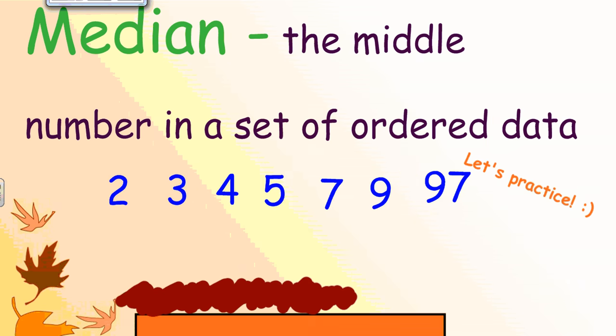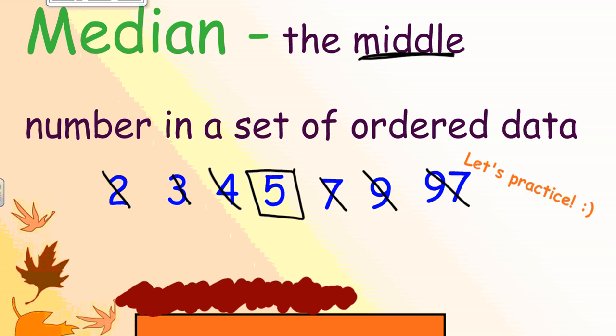Okay, did you get the numbers in order from least to greatest? Excellent. Now, we're just going to cross out the smallest number, and then we'll cross out the biggest number, and the smallest, and the biggest, and the smallest, and the biggest, until we're left with that middle. That's what median really means, the middle number for that particular set of data.